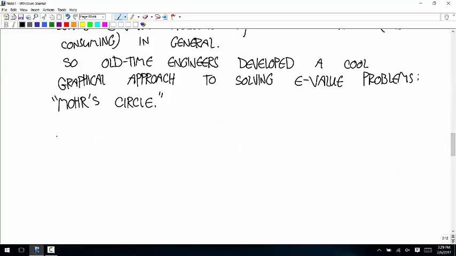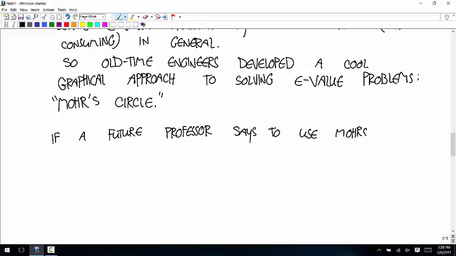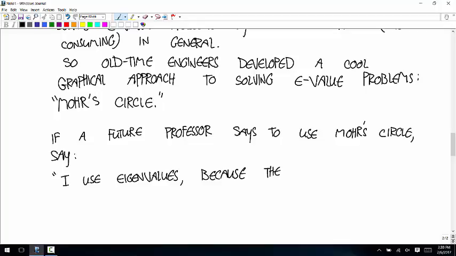And so if, and it probably will come up, a future professor tells you to solve something using Mohr's circle, I want you to say this, and you have to say it verbatim: I use eigenvalues because they make electronic digital calculators now.